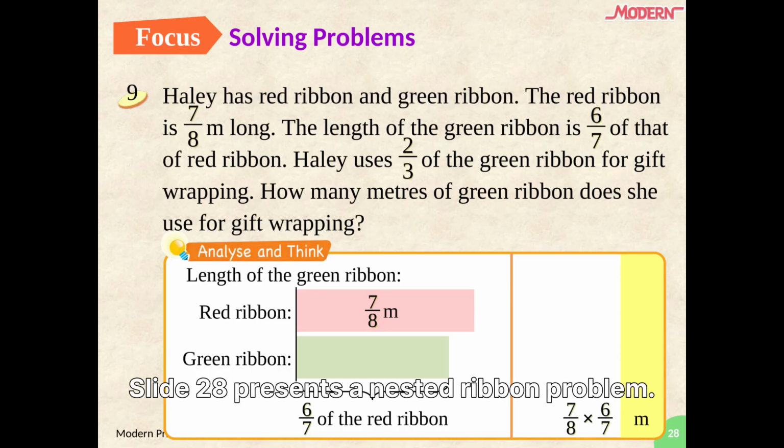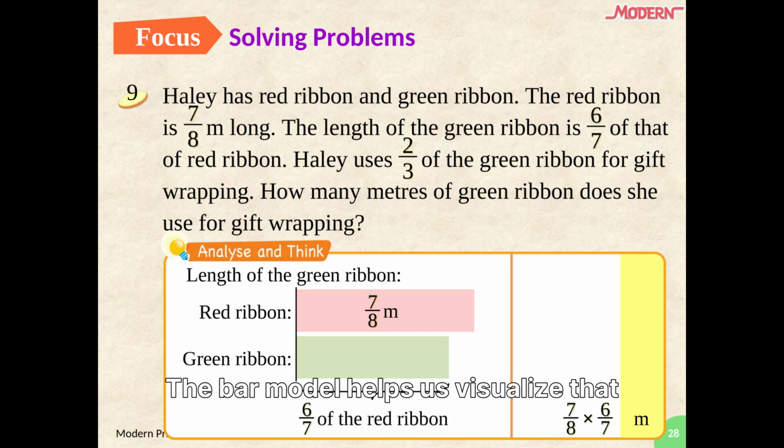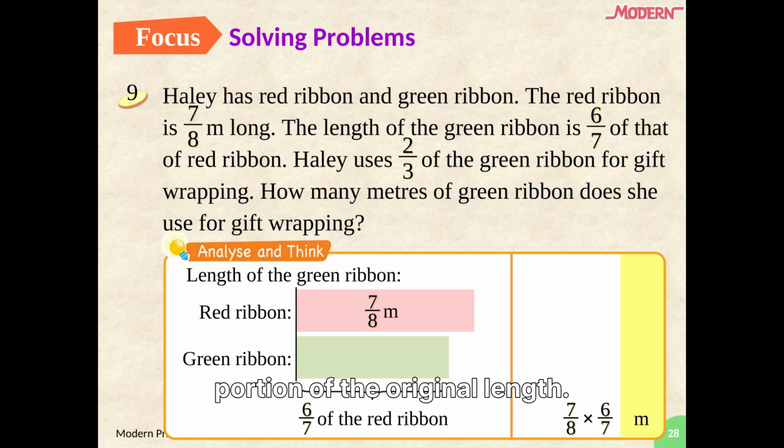Slide 28 presents a nested ribbon problem. We start with 7/8 meters of red ribbon. The green ribbon is 6/7 of that length. This is a fraction of a fraction. The bar model helps us visualize that the green ribbon is a slightly smaller portion of the original length.